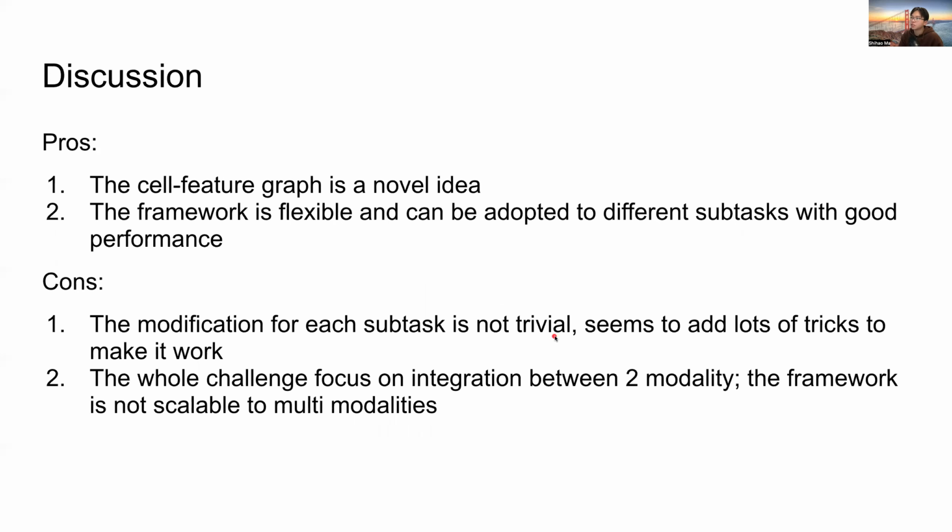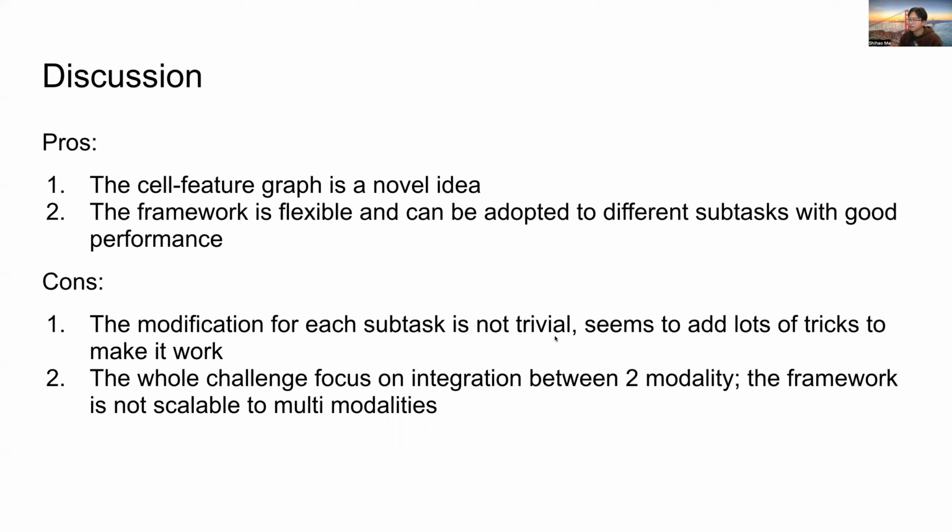Okay, so finally we reach the discussion here. Here's my thinking about their pros and cons. Regarding the pros, I think the cell feature graph is definitely a novel idea. It's the first time I see this kind of idea applied in single cell studies. The second one is the framework. It's very flexible. It can be adapted to different subtasks with good performance. But also, the modification for each subtask is not trivial. They seem to add lots of tricks to make it work, like the fancy loss that you just saw, right?